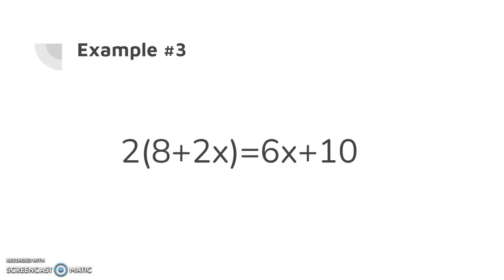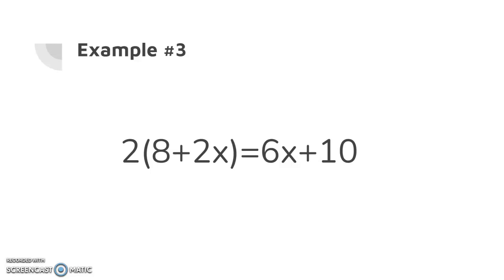The first letter is P. So P means parentheses. So we want to look at the parentheses first. And in parentheses, we have 8 plus 2x. But that doesn't really help us because we have a 2 on the outside of the parentheses, and we've got to do something with that too.